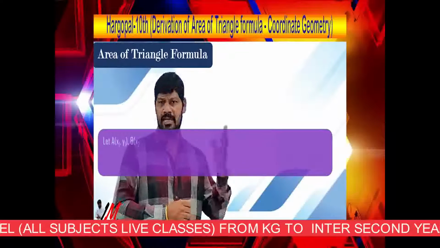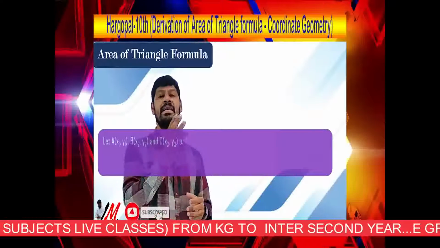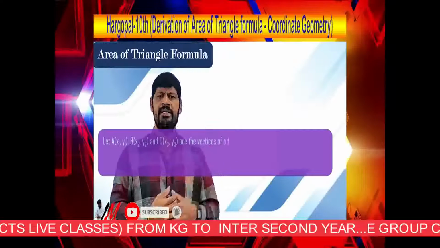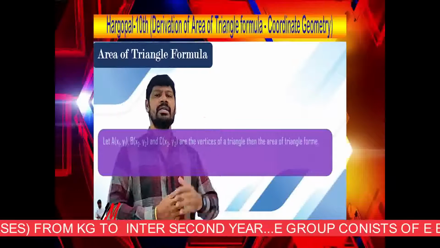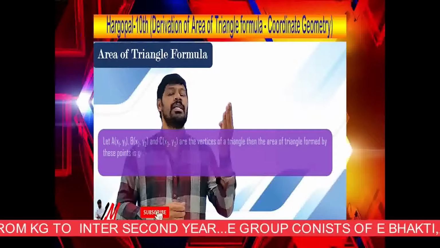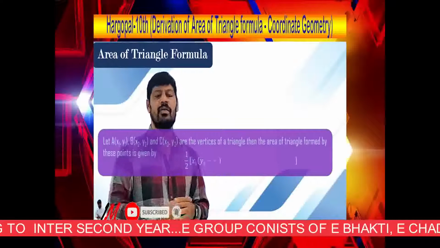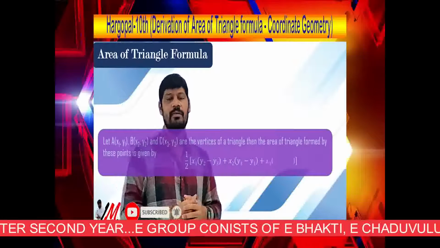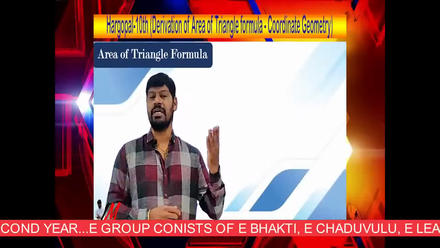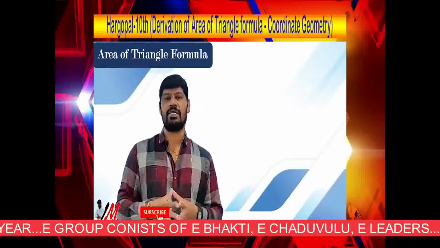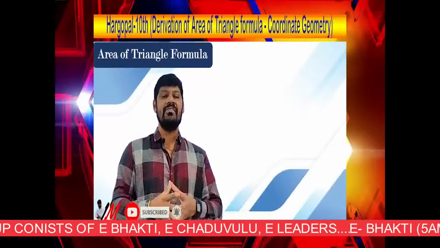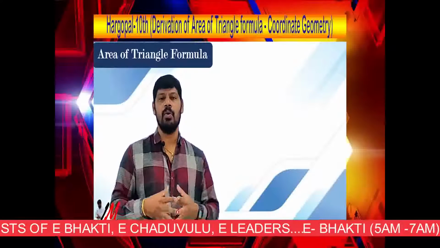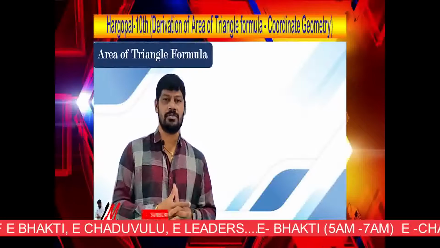of a triangle ABC. Then the area of triangle ABC is given by delta, which we used to mention for the area of triangle. Delta is equal to half of x1 of (y2 minus y3) plus x2 of (y3 minus y1) plus x3 of (y1 minus y2). This usually we take as a formula for the area of triangle. Now I am going to discuss the derivation of this particular formula, how we actually arrived at this formula.